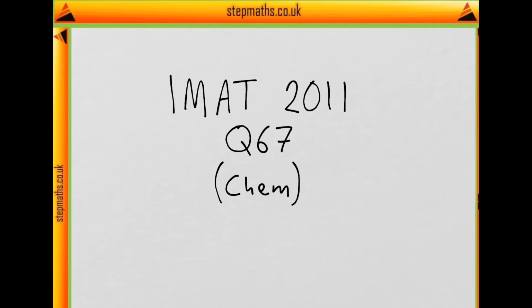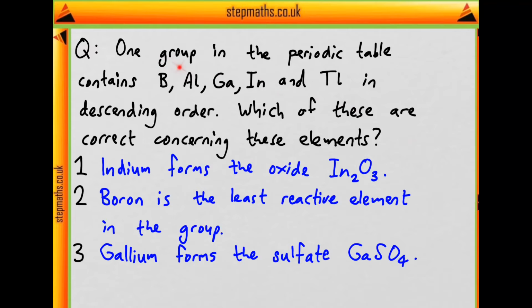This is question 67 on chemistry from the 2011 IMAT. So we're told that one particular group in the periodic table contains the elements boron, aluminium, gallium, indium and thallium in descending order. And so which of these are correct concerning these elements?